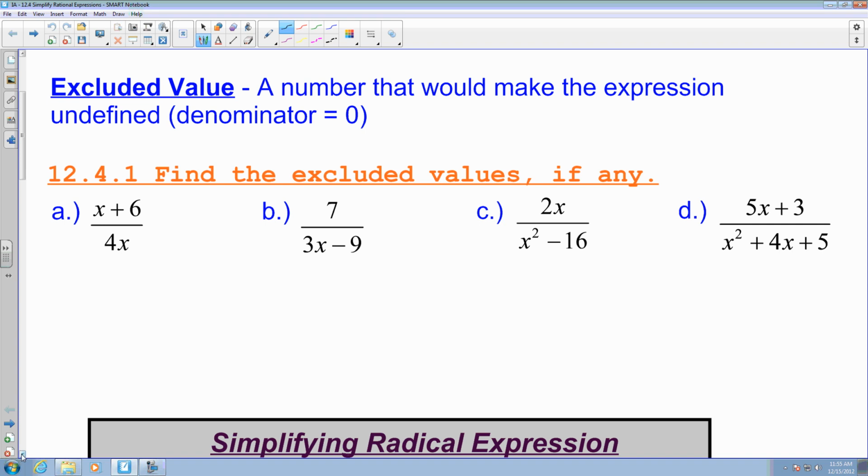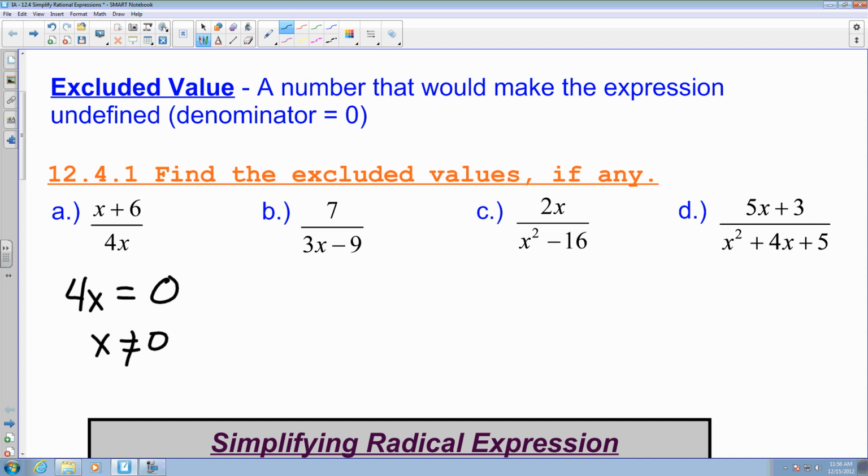So I want to look at A. All we really have to pay attention to when we're asked to find the excluded values is the denominator. My denominator is 4x, and I have to see what will make 4x equal to 0. The only thing that will make 4x equal 0 is if x equals 0. So the excluded value would be x cannot equal 0.